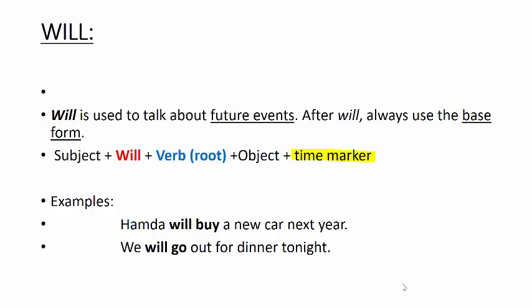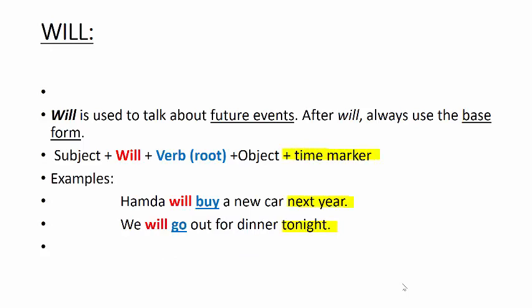We will go out for dinner tonight. And there you can see I've just highlighted the parts for you and broken it down. You can see that there's the subject, there's will, the root verb, the object, and the time marker.